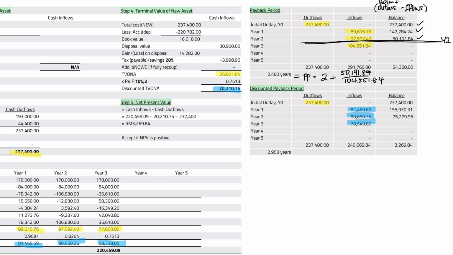Let's look at DPP. So 237, the same, minus 81 is 155, minus 80 is 75, and 75 is less than 78, so we draw a line over here, and this is at year 2 as well. So DPP is 2 whole years plus 75,279.95 divided by 78,549.80, and it will take 2.958 years. Notice how DPP is longer than PP. This is because the further away the money is, the less valuable it is.